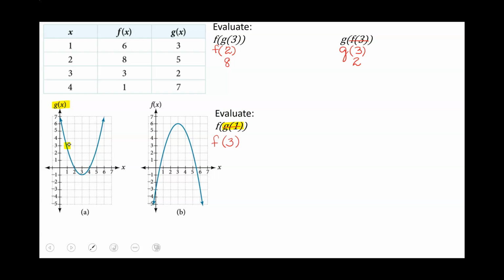Now I have f of 3. So that says put 3 in the place of x and see what y is. So we'll put 3 in the place of x. This is the f function, right? So we'll put 3 in the place of x, and that gives us 6. So f of 3 would be equal to 6.